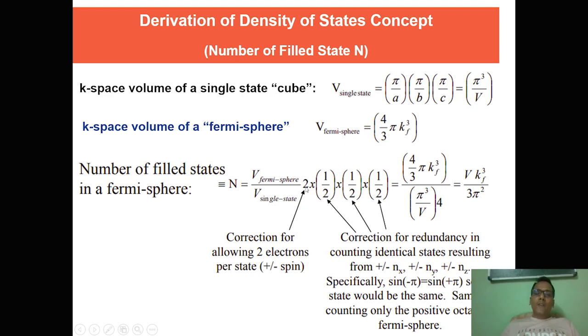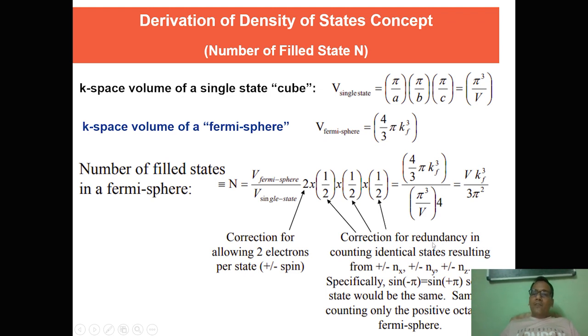These two correspond to 2 electrons per state. So by using Pauli's exclusion principle, we know that in each level there will be 2 electrons, and there is half multiplied by half multiplied by half, that is 1 upon 8. This is because we are using one single positive octant only in the Fermi sphere.